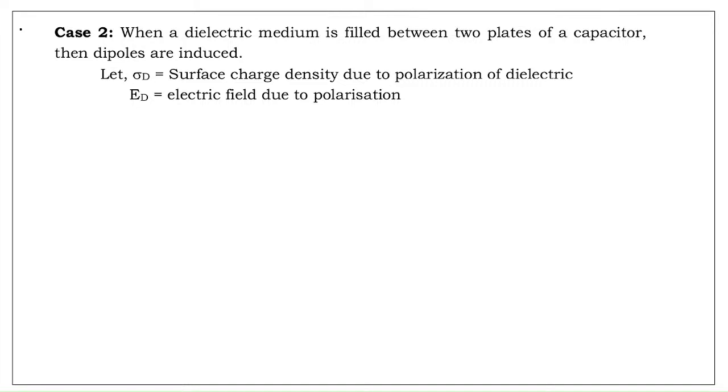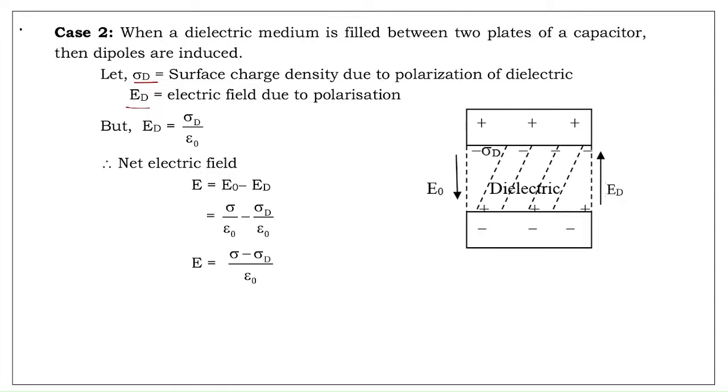Case 2. When a dielectric medium is filled between the two plates of a capacitor, then dipoles are induced. Let sigma D be the surface charge density due to polarization of the dielectric. ED is the electric field due to polarization. But ED is equal to sigma D by epsilon naught. Therefore, net electric field E is equal to E0 minus ED.